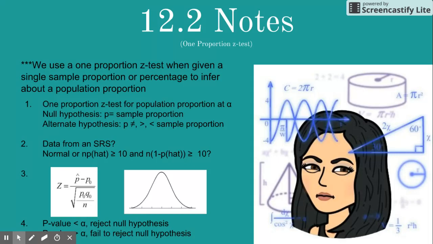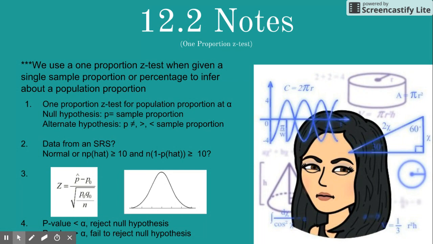So step number 2, we have data from an SRS. Conditions: normal, or n times p hat is greater than or equal to 10, and n times 1 minus p hat is greater than or equal to 10. And I just realized that I forgot about independence, and that is just the population size is greater than or equal to 10 times the sample size, the same as the one sample t-test. Step number 3, the calculations.